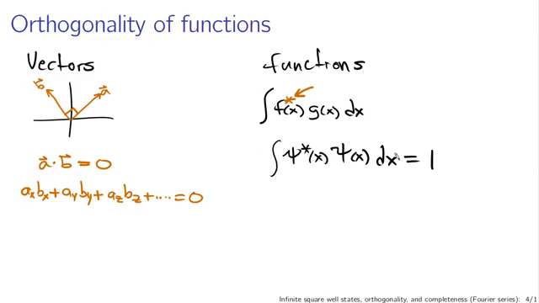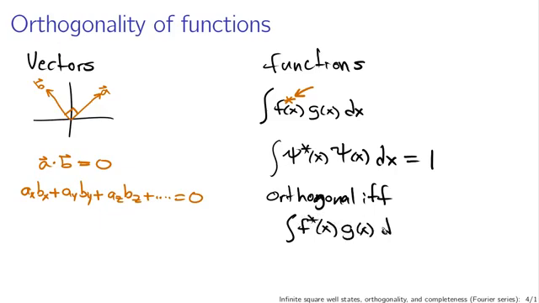Psi, of course, is not orthogonal to itself, but it is possible to make a pair of functions that are orthogonal. And we say functions are orthogonal if and only if the integral over the domain of the functions, which I'm leaving off, there are limits on this integral, but I'm leaving them off, f star of x, g of x, dx is equal to 0.